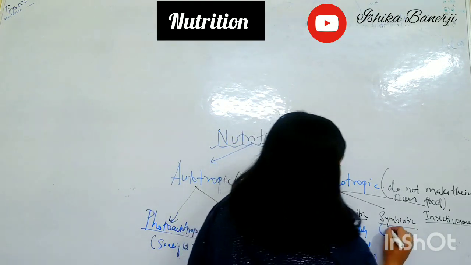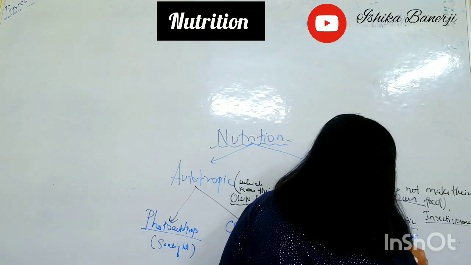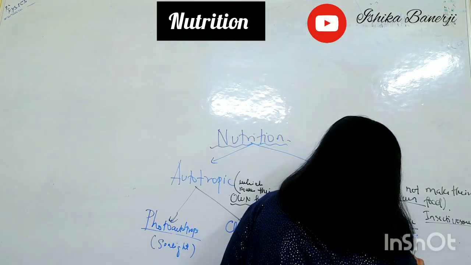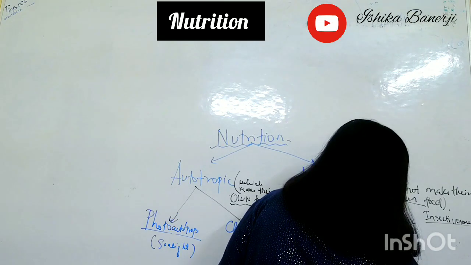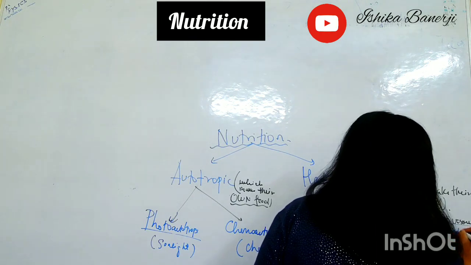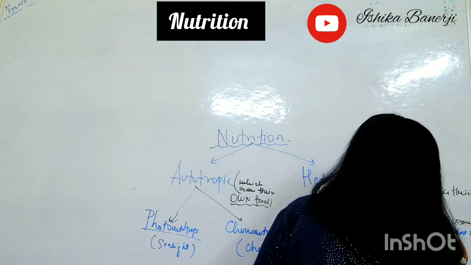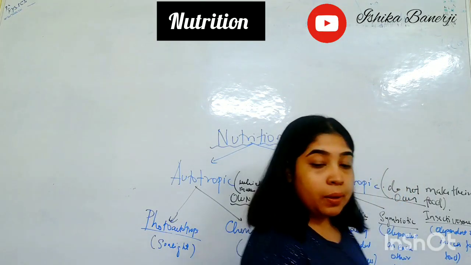Symbiotic, dependent on each other for food. And what is insectivorous? It's dependent on insects for food. Dependent on insects for food.